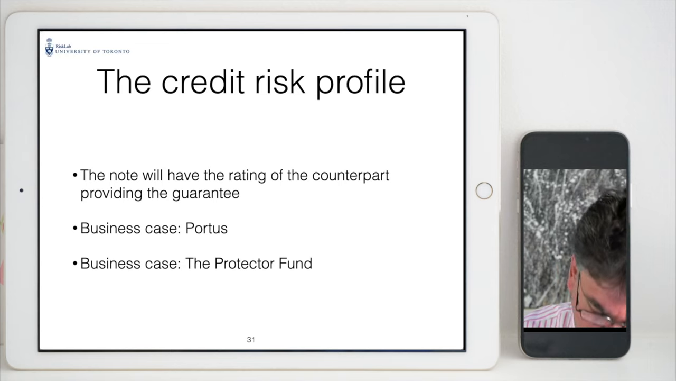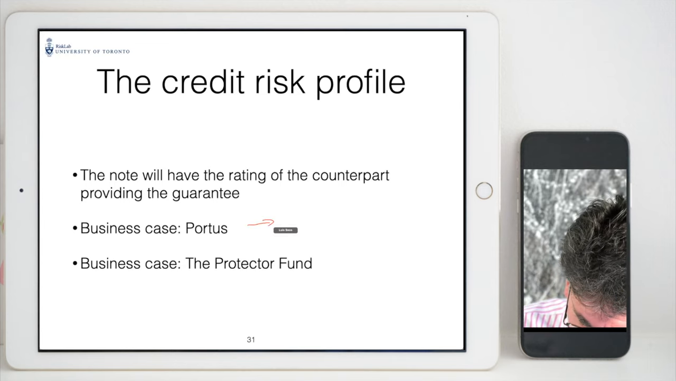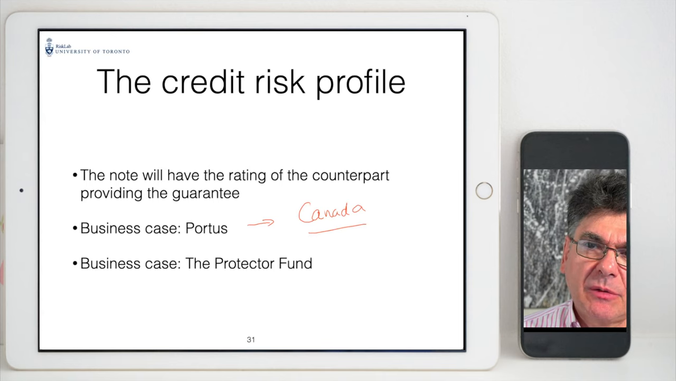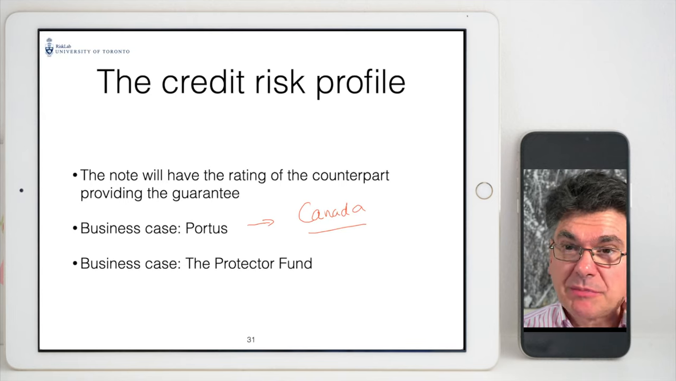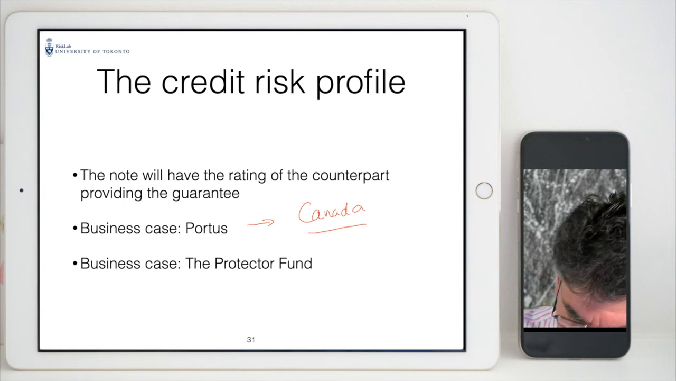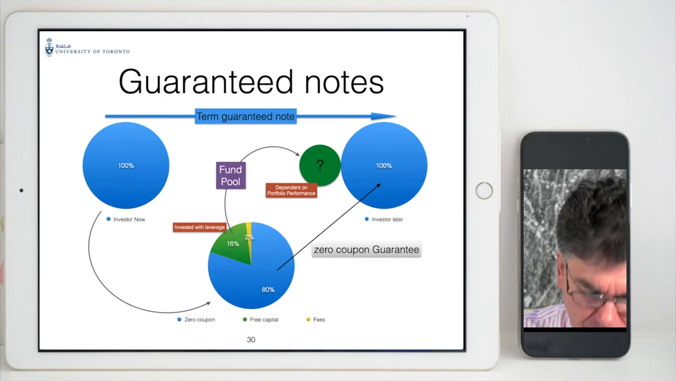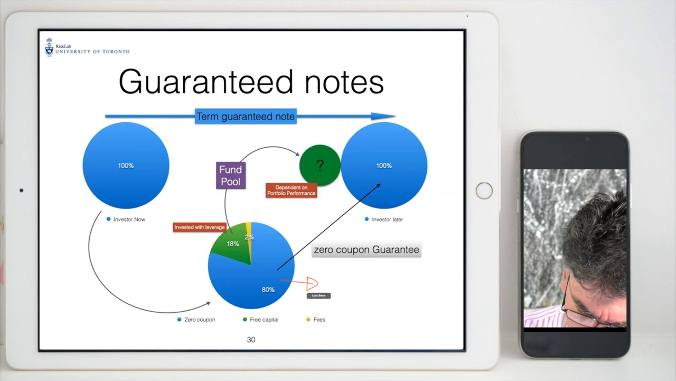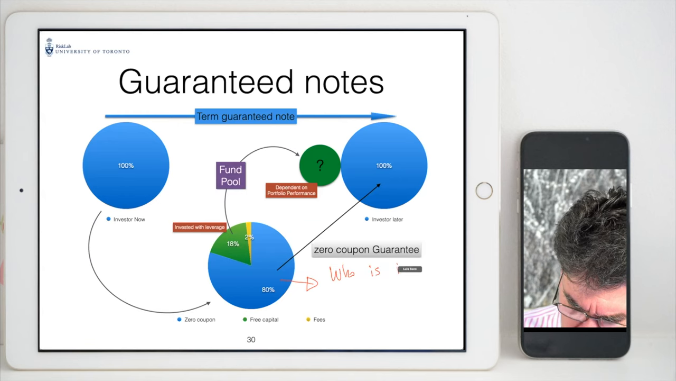There is a very interesting case, in Canada, actually. It's the Portus Fund. This is a case in Canada where there was such a product. It was a product with a guarantee, but the guarantee was given by a company that was not a bank, was not a rated company, and was not even a reputable company. There was a complicated case with fraud and other things, but this company didn't honor the obligation. So when you have that situation, it's very important to go back and understand who. When you have this zero coupon bond, which in this case Portus did have a zero coupon bond, but who is issuing the guarantee?